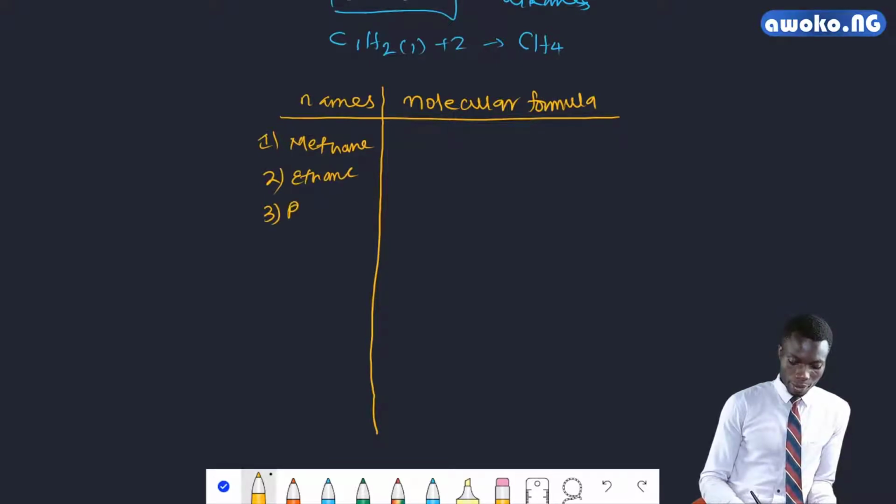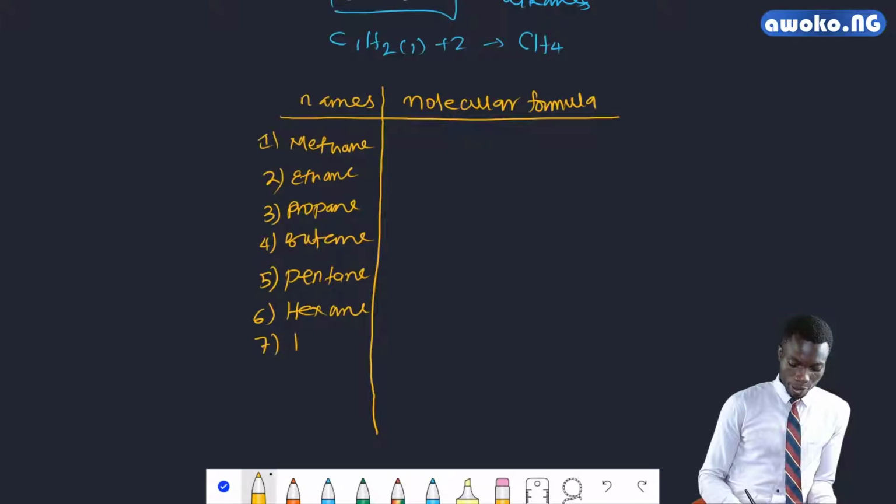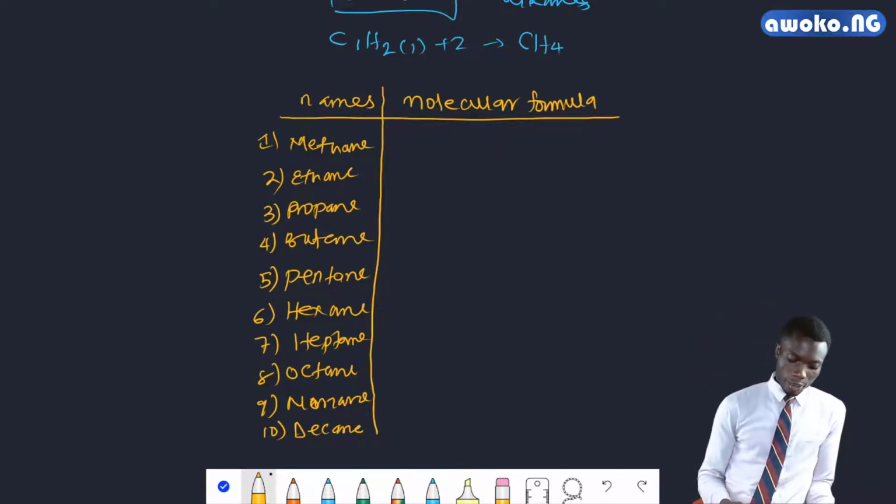So the first member of the alkane series is methane, and then the second member is ethane, the third member is propane, the fourth member is butane, the fifth member is pentane, the sixth member is hexane, the seventh member is heptane, the eighth member is octane, the ninth member is nonane, the 10th member is decane. So now these are the first 10 members.